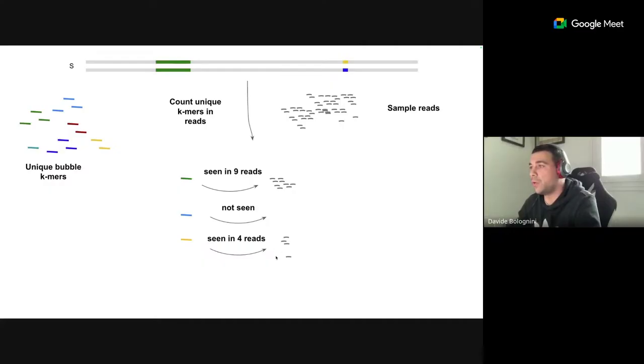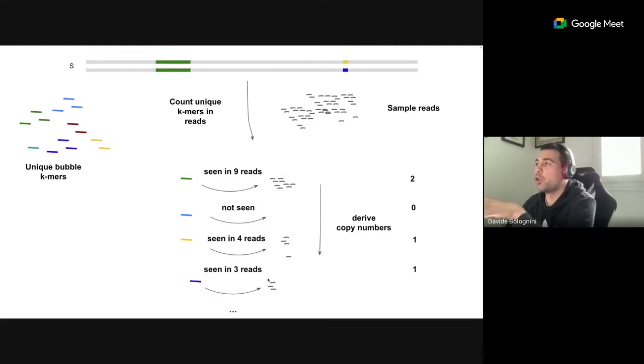Again, for the yellow, this is seen in 4 reads, and for the dark blue one, it's seen in 3 reads. From this, you can derive copy number state. Very naively, this can be done by just dividing the number of reads that you get by the average number of reads for each k-mer that you see. So basically here it will normalize to 2, to 1, and to 1 here, and 0 because this is not seen, for instance.